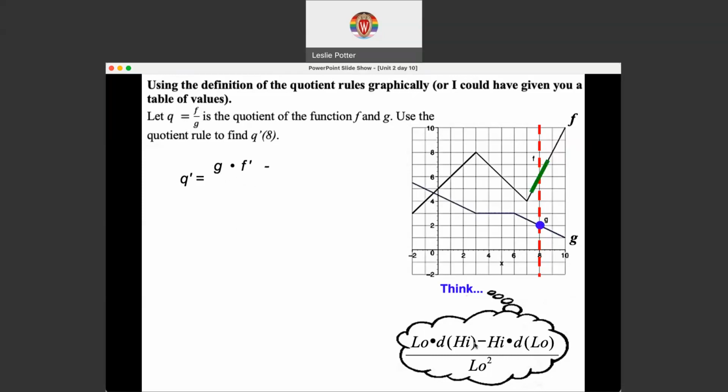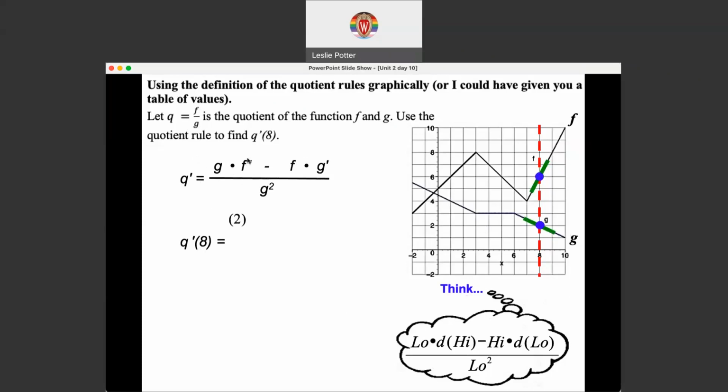Okay, so minus now high D low. High D low, right? We're looking back at this quotient here. High is F, D low is G prime. So I'm going to say F G prime all over low squared, all over G squared. Okay, now I can go ahead and pick off this stuff. So Q prime of 8, I need G of 8. So that's a function value. That's a blue dot. G of 8 is 2.